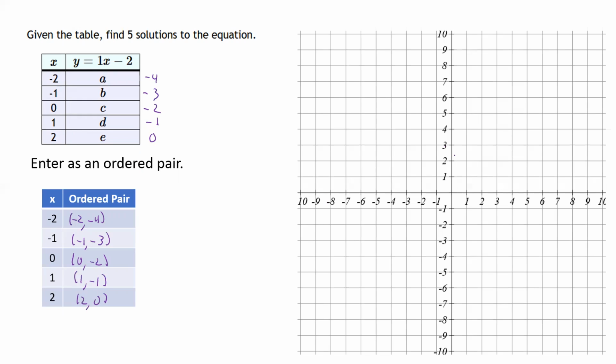Now let's try to plot all those points. So we'll have a negative 2, negative 4. Then we'll have a negative 1, negative 3, a 0, negative 2, a 1, negative 1, and then that final one, the 2, 0. So we get a line something like that. And if we keep drawing, it should go up, through all those points evenly. And as you can tell, my line's not straight, but that's how it should work.